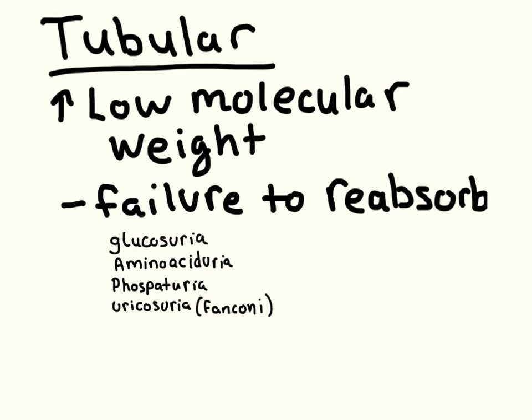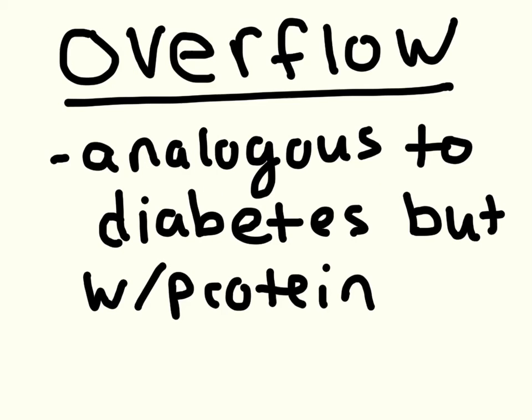The idea behind this is that several small proteins get filtered through the glomerulus. However, they get reabsorbed in the tubules of the kidney. Whenever the tubular function of the kidney isn't working properly, then you get these low molecular weight proteins in the urine. Overflow is analogous to diabetes, but with proteins instead of sugar.